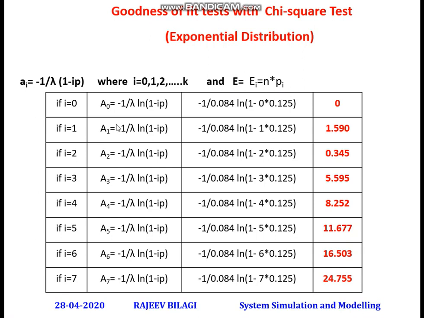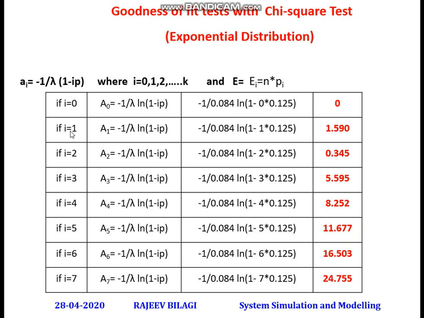Now if i is equal to 0, before I calculate this, when I substitute i is equal to 0 here, you will get a naught, that is minus 1 by lambda ln of 1 minus i p. Now I am going to substitute all those values, and I will get 0. So the a0 value is 0.